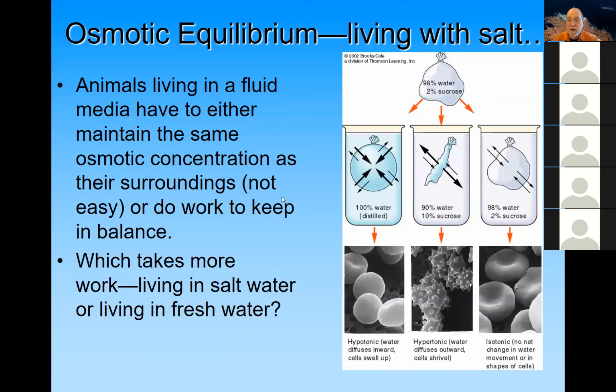Other processes that organisms living in the ocean have to deal with are osmotic pressure, because the oceans are salty. We've talked about salinity in different terms, but organisms living in a salt environment have to maintain their internal cellular salinity, their osmolarity, against the gradient in the outside world. Animals living in a fluid medium have to either have the same osmotic concentrations as their surroundings, or do work to keep the balance.